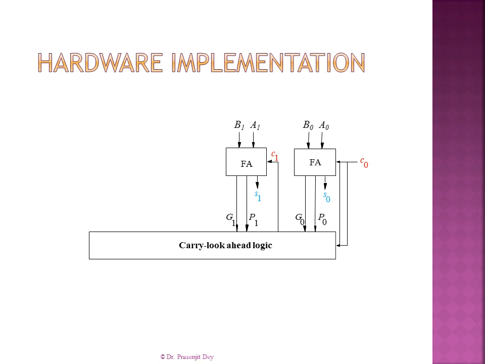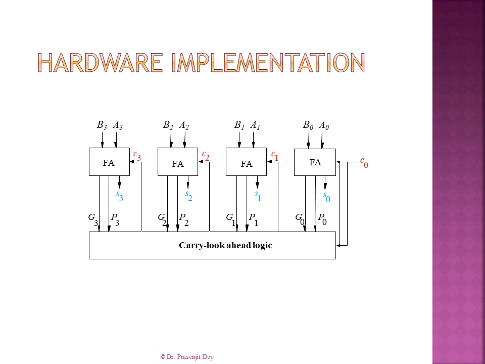Again from P1 and G1 we generate C2, and after adding A2, B2 and C2 in the third full adder, we generate the second bit sum S2 as well as P2 and G2, and from P2 and G2 we generate the third carry C3. After adding A3, B3 and C3 in the fourth full adder, we get the third bit sum S3 as well as P3 and G3, which eventually help us to generate the final carry C4, and by this we implement the real hardware carry look ahead.